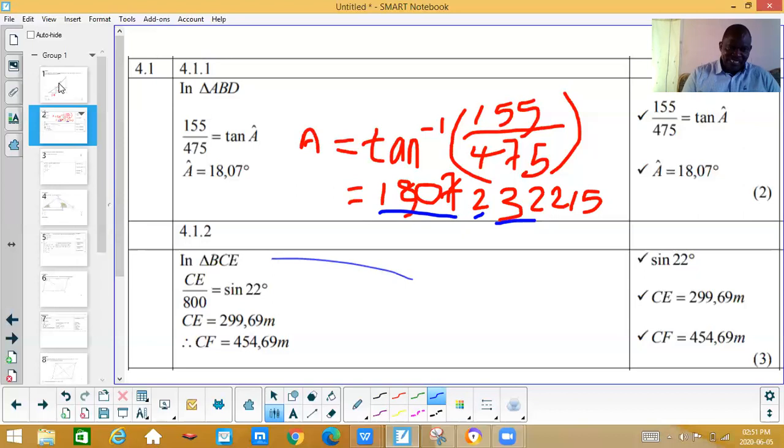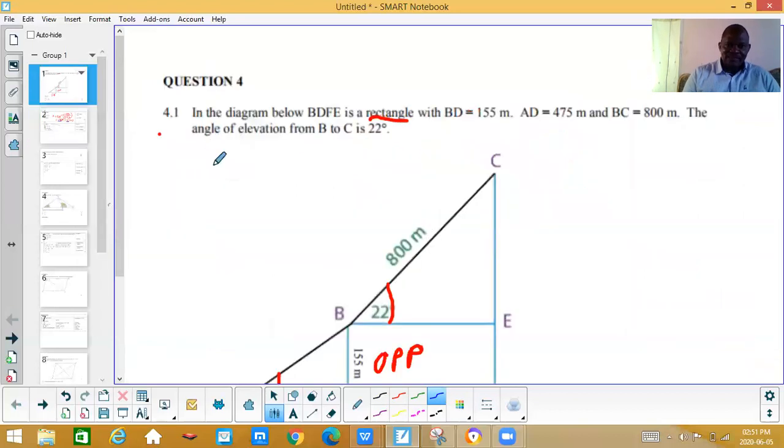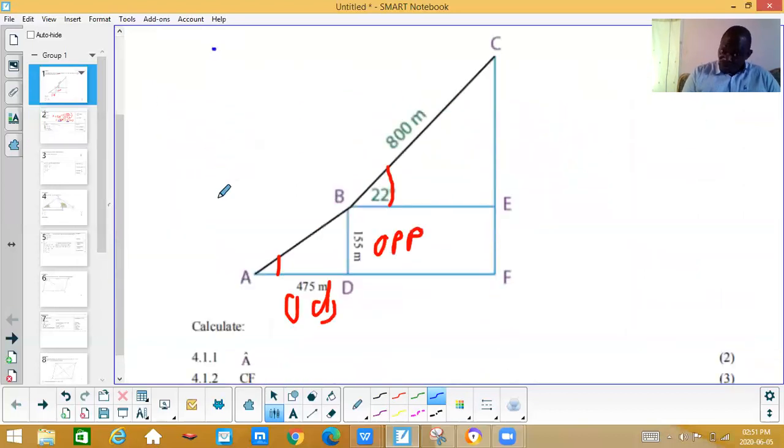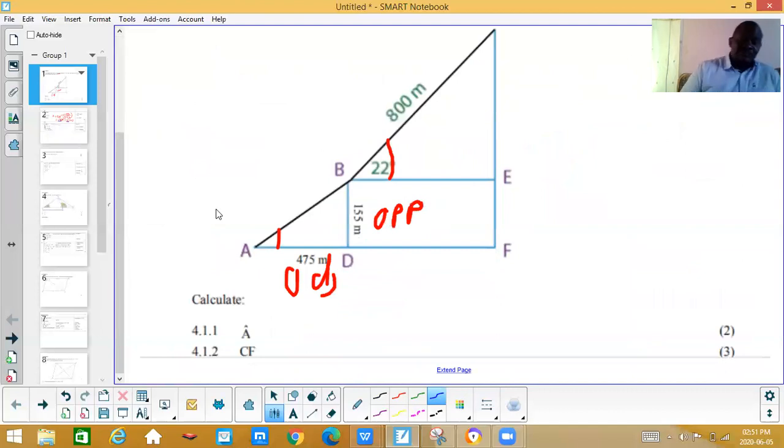You need to be conversant with the use of the calculator and also take into account the degree of accuracy that is required. If you are not given the degree of accuracy, you will be guided by the units that you are using. Now, we are supposed to find CF.